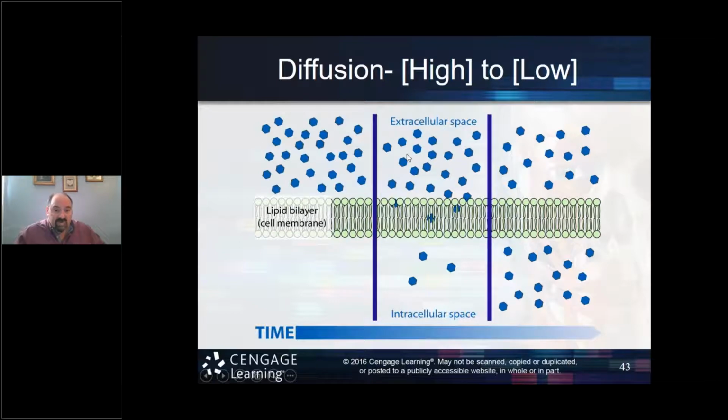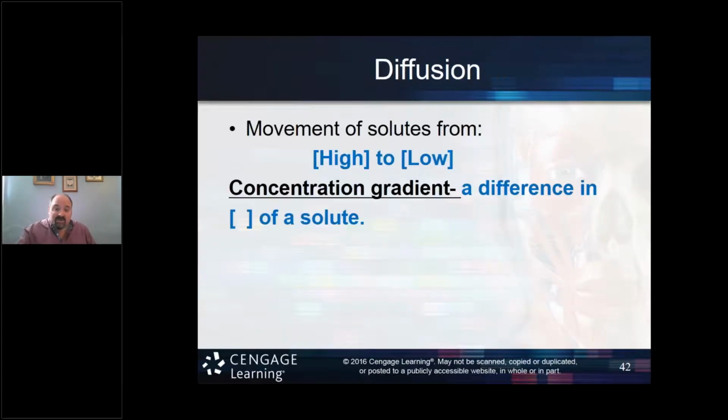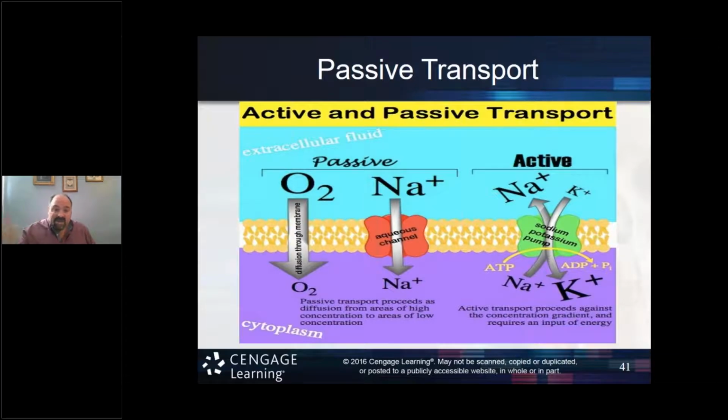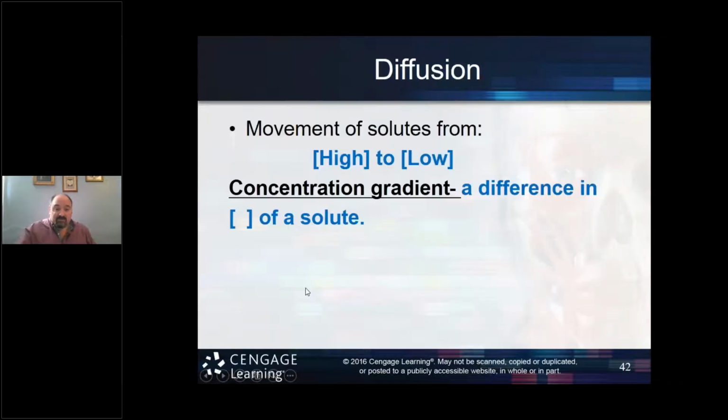We're not looking at the white, which would be considered the solvent. The solvent many times is water. So diffusion goes from high concentration to low concentration, whatever it may be. We looked at sodium and potassium ions. You can also see here oxygen, moving from high to low, diffusion.